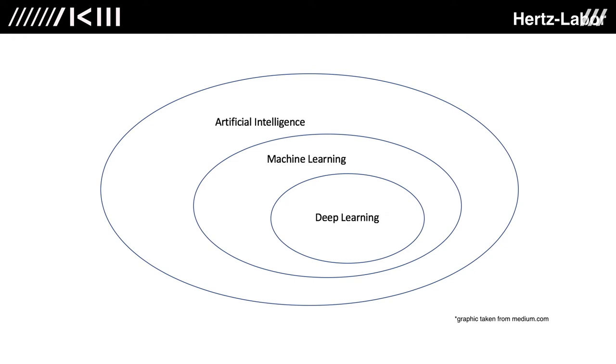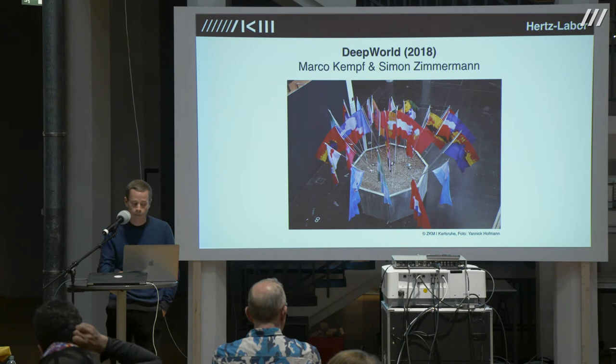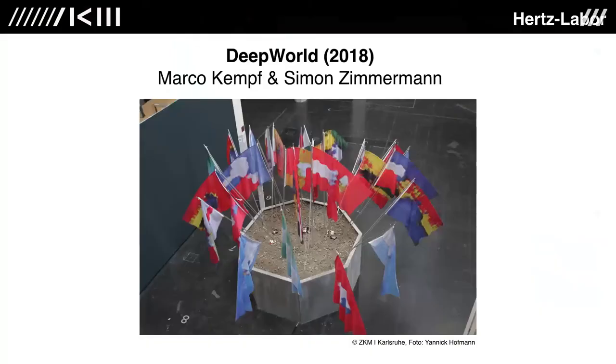And I will put a focus on computer vision, natural language processing, sound, and music. So first of all, the Deep World Wiki by Marco Kempf and Simon Zimmermann has been conducted at KIM at the University of the Arts, Karlsruhe. Then there exists an installation version which gained production support from ZKM as part of the EC-funded project Interfaces. As part of Deep World, artificial countries were generated using neural networks.